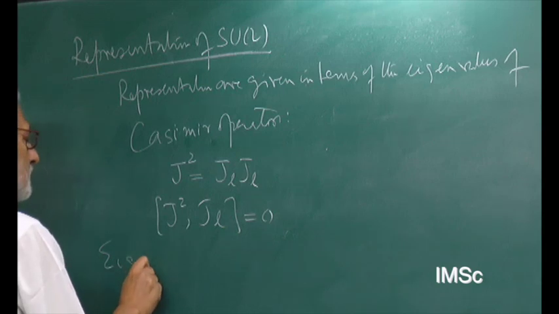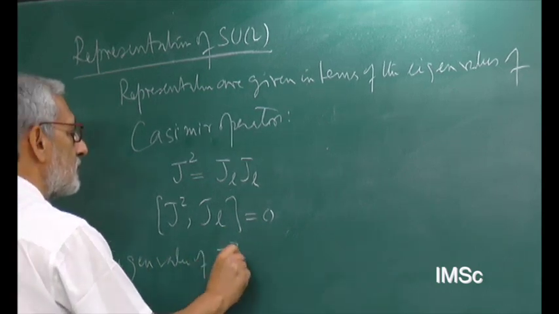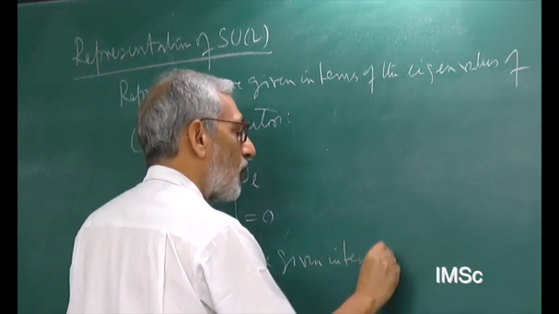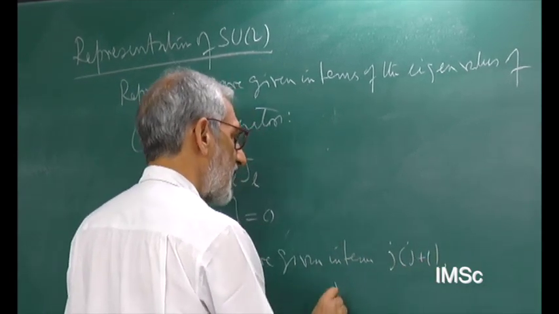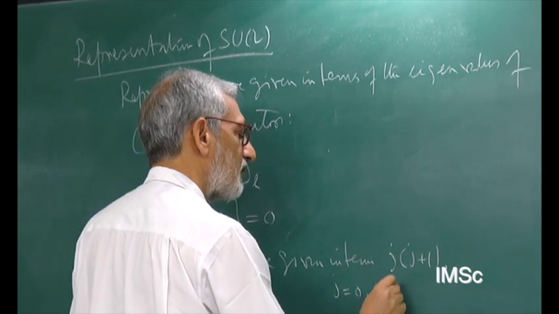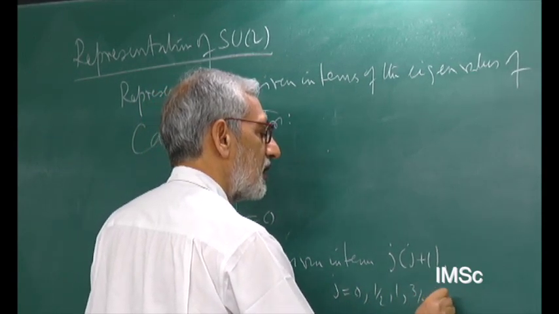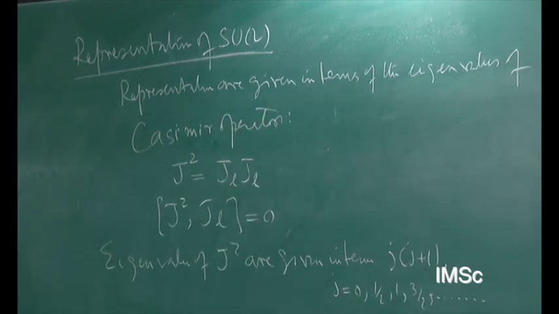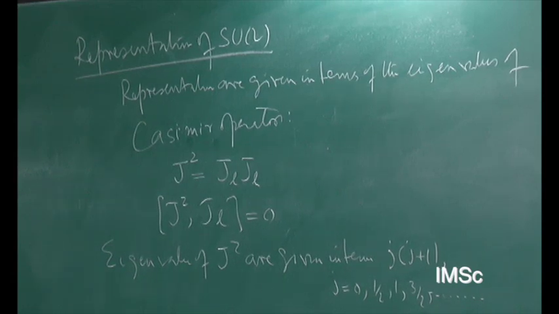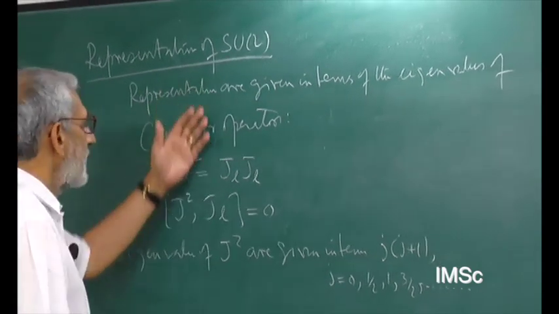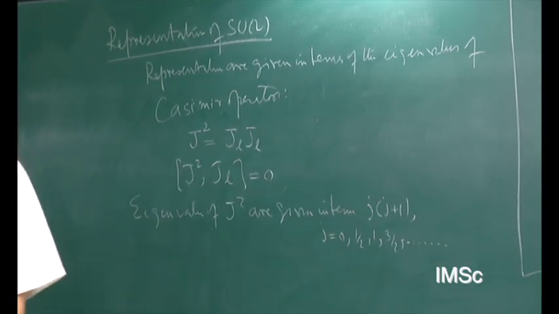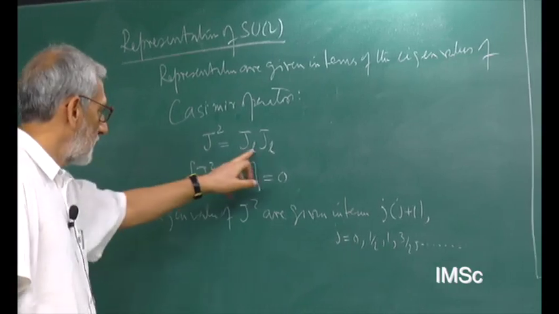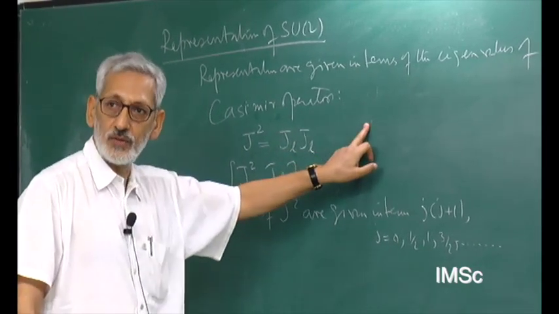So it is the eigenvalues of this J square that specify the representations of SU2, and the eigenvalues of J square are given in terms of small j times j plus 1, where j takes values 0, half, 1, 3 by 2, and so on and so forth, integers and half integers. So that's how representations of SU2 are classified in terms of the eigenvalues of the quadratic Casimir, J square, which is simply J1 square plus J2 square plus J3 square.